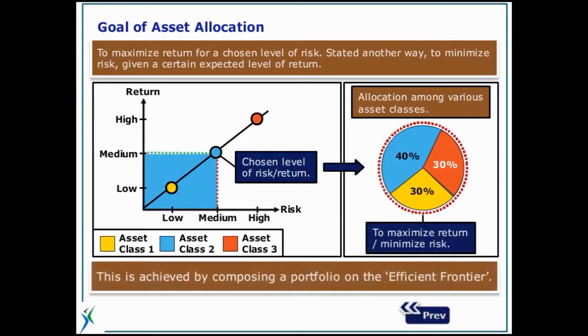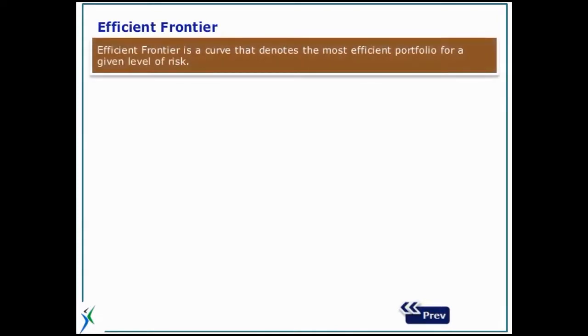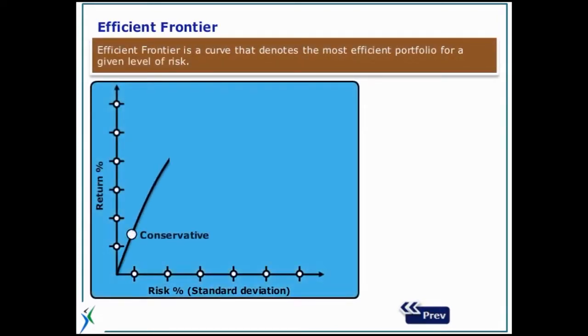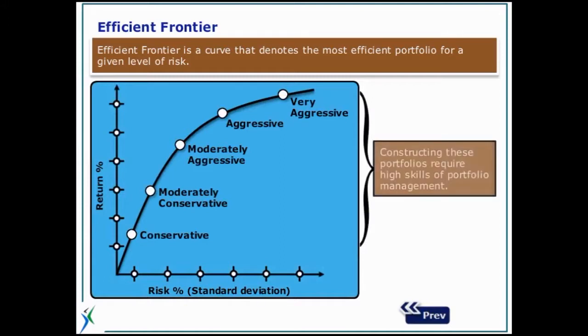This is achieved by composing a portfolio on what is called the efficient frontier. Let me explain. Efficient frontier indicates the maximum return for a given level of risk. Constructing a portfolio on the efficient frontier is not easy.